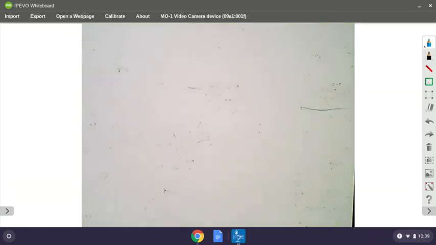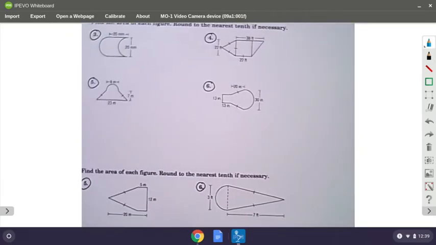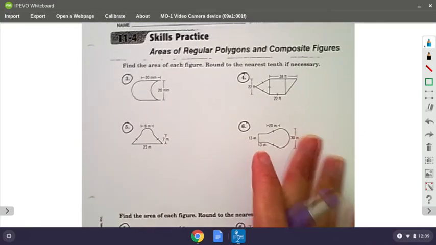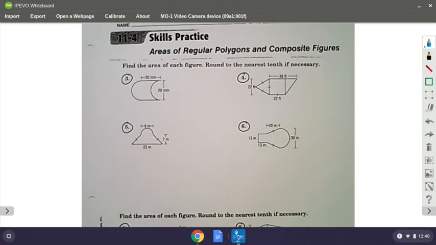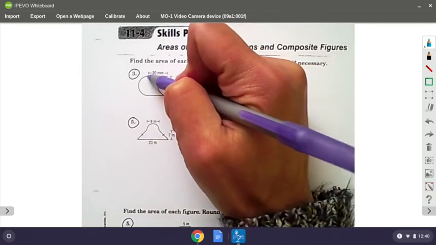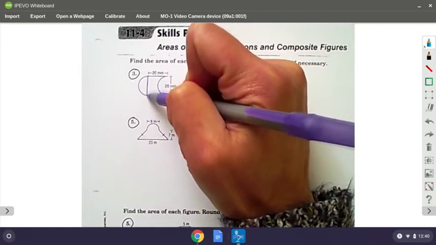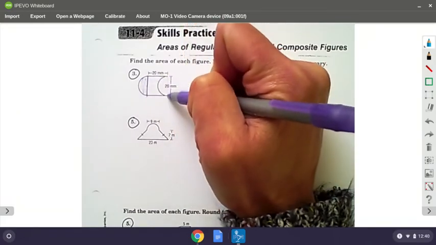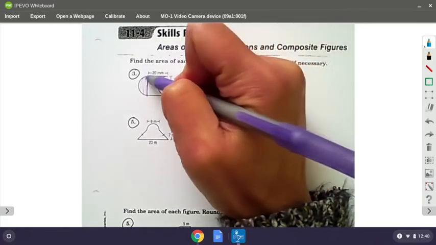The last page is something called composite figures, where it's just a few different figures together. So I'll do a couple of these. So basically what you want to do here is separate the figure into shapes that you know. So this first one here, if I dropped a line right here, this is half a circle, and then this empty space is half a circle too.